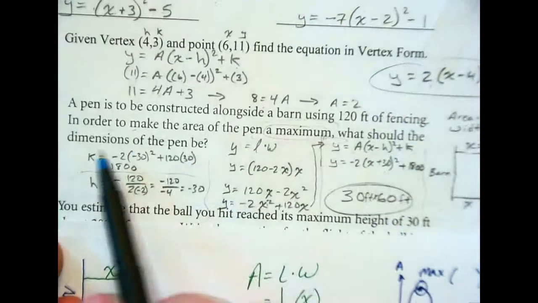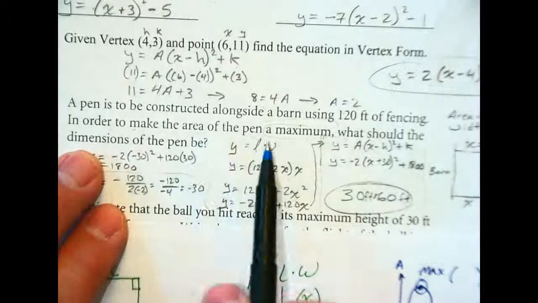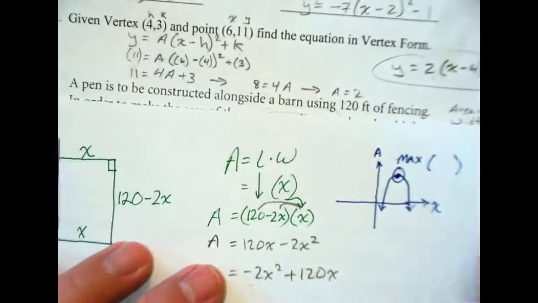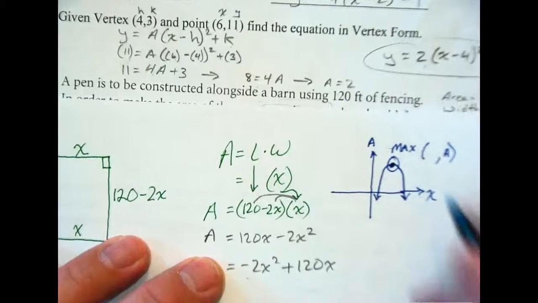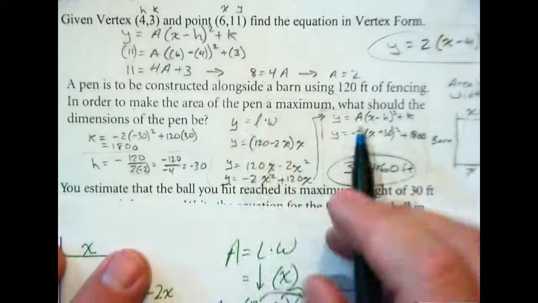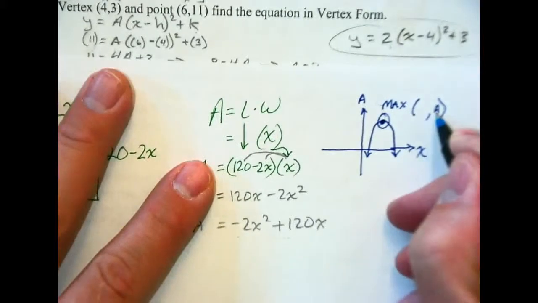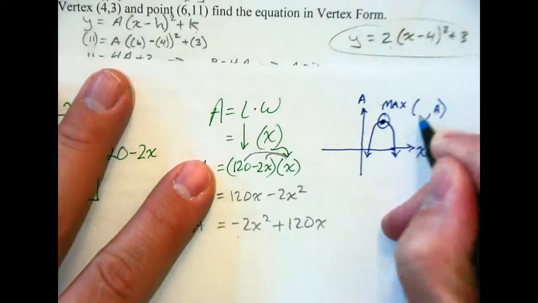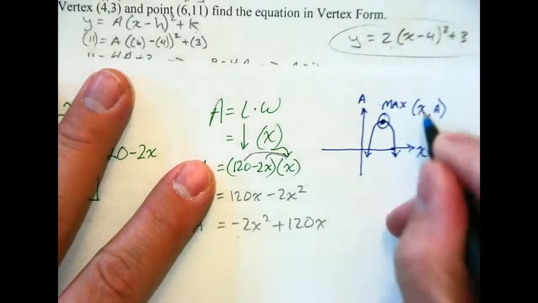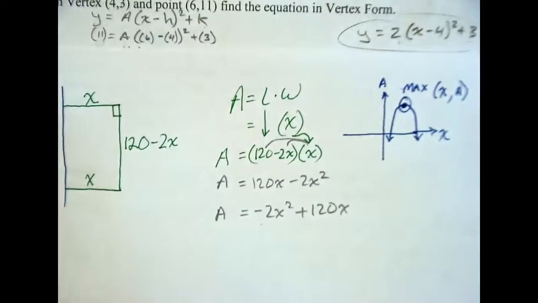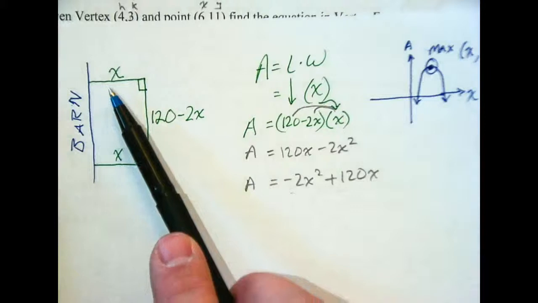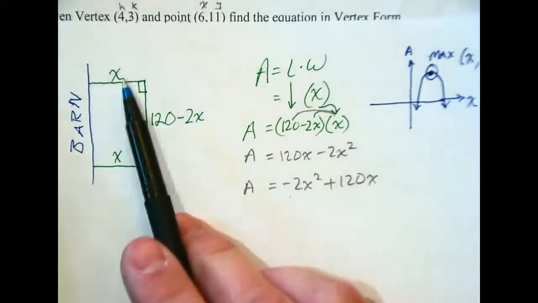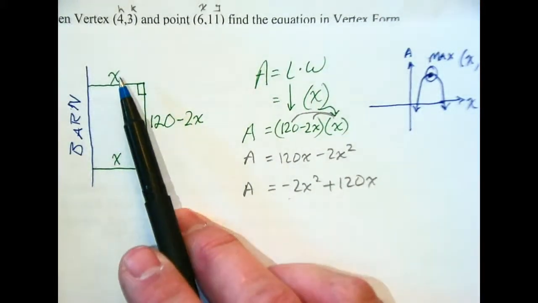Area. In order to make the area of the pen a maximum, if I know that I have my maximum area there, I want to know the dimensions. What should the dimensions be? So here, if I find a maximum area, the other coordinate is X, and what does X represent here? Width. So if I can solve for X, I will know the width. That will give me one of my dimensions.